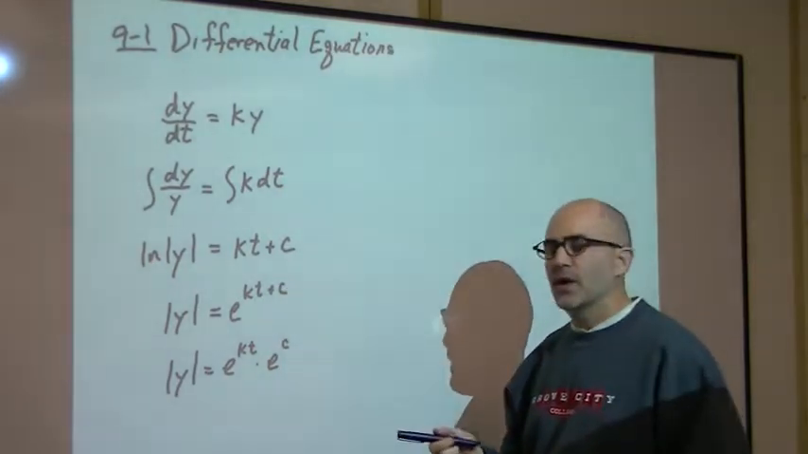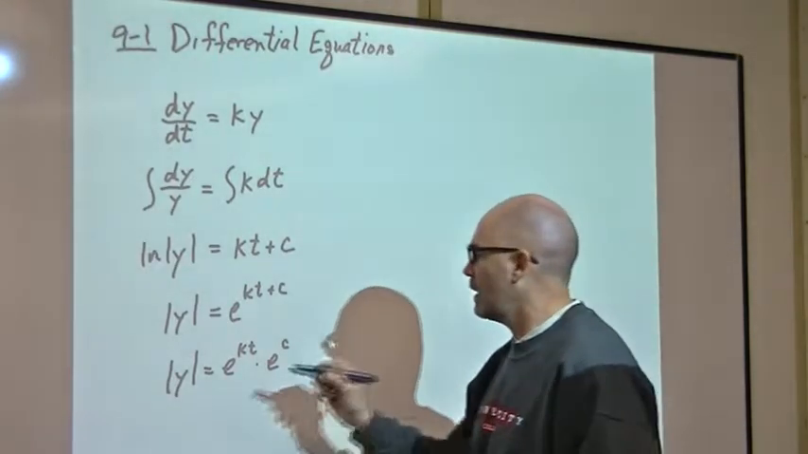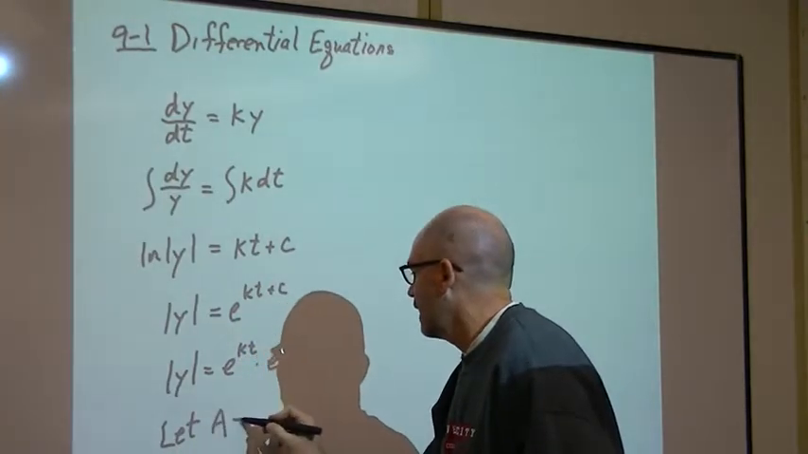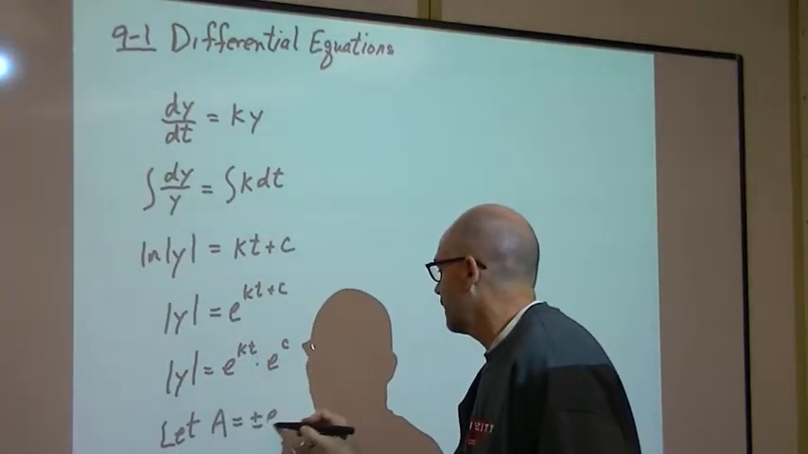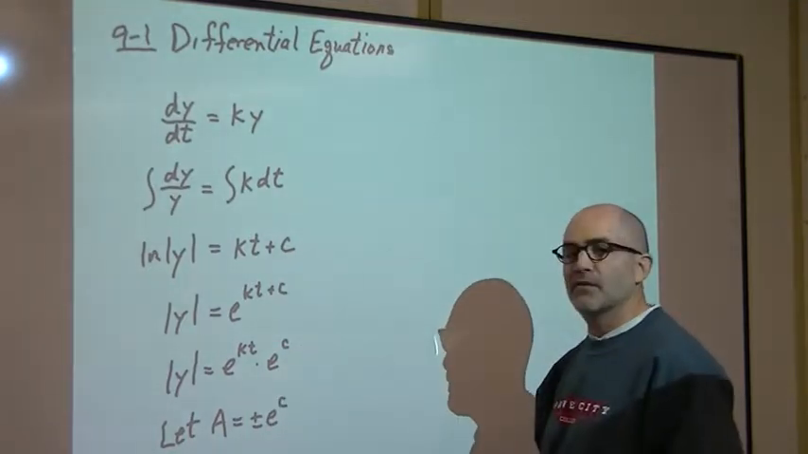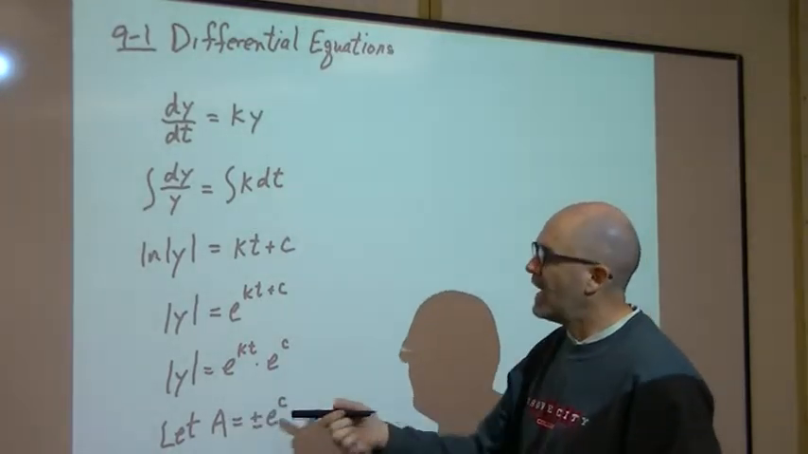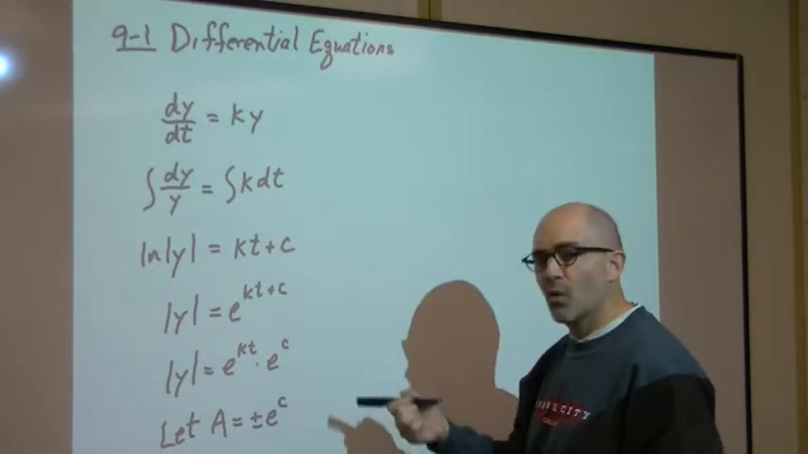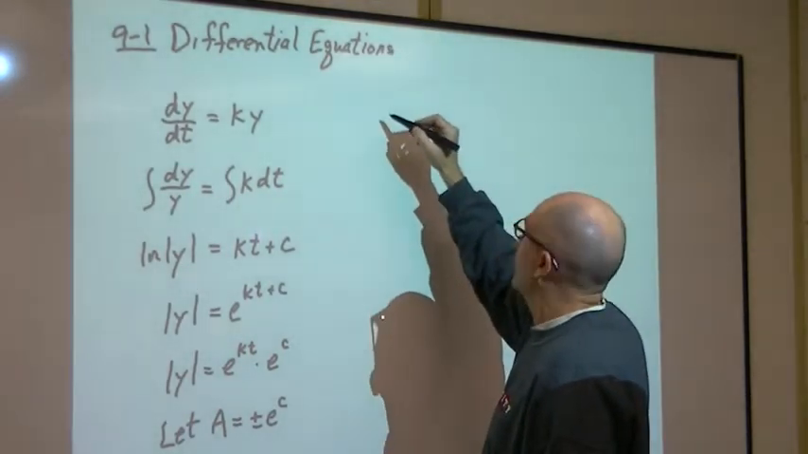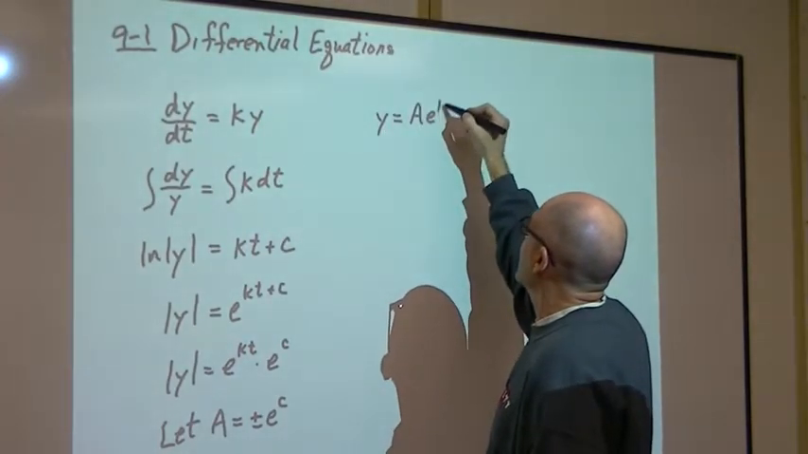Now e to the c is just some random constant. So we're going to call it a. We're going to say let a equal plus or minus e to the c. Which means now we don't need the absolute value for y, because the a will represent plus or minus the quantity. So that gives us y equals a e to the kt.